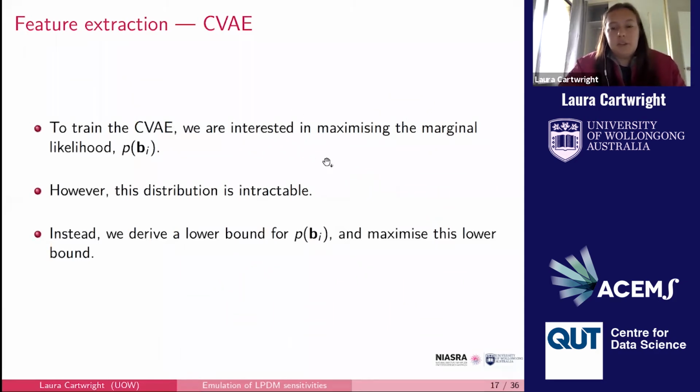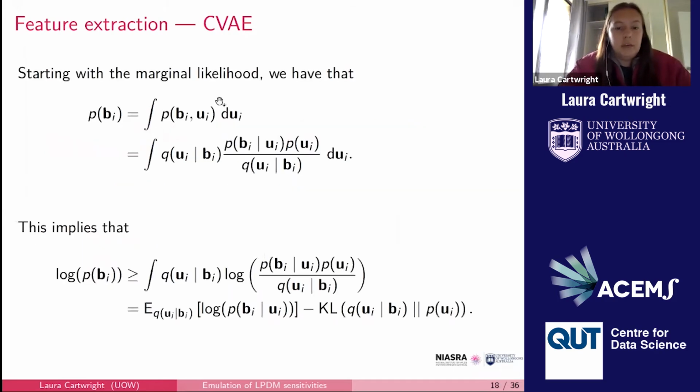So during that training, we're interested in maximizing our marginal likelihood. So this guy here. However, this is intractable. We can't do that directly. So what we do instead is derive a lower bound for this, and then we go and maximize that lower bound. So a little bit of maths later, you end up with this expression down here. We have an expectation over the log likelihood, and then we subtract off something called a KL divergence.